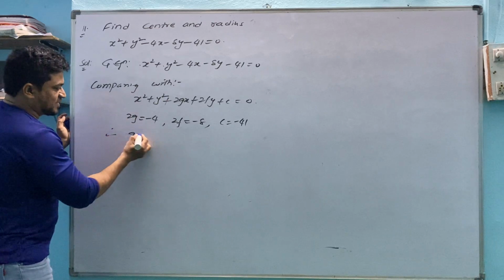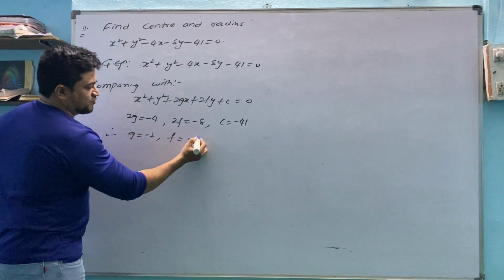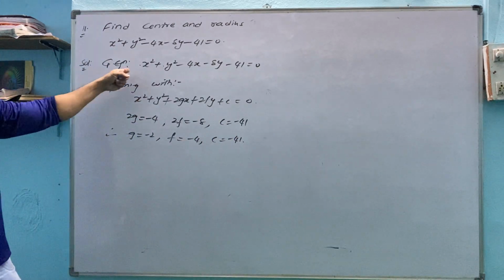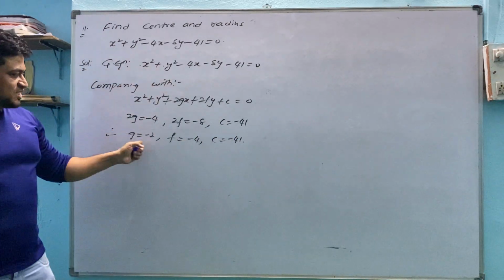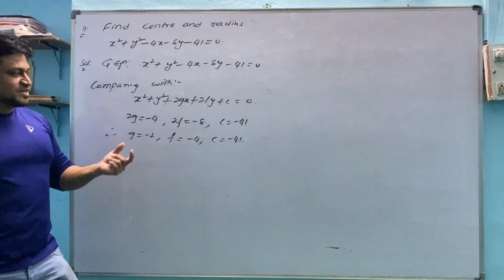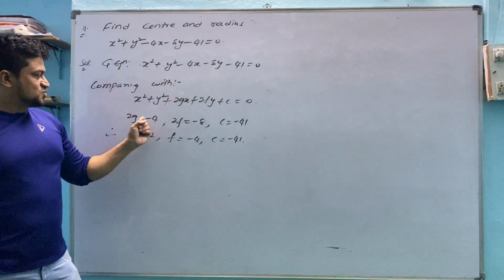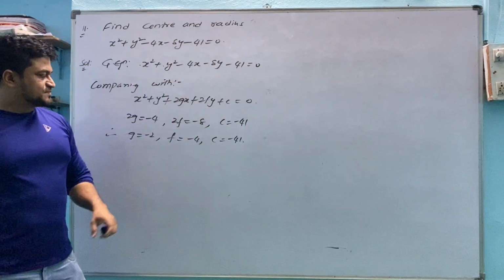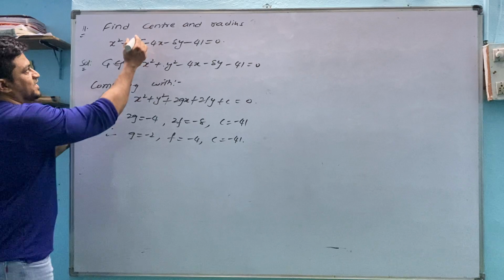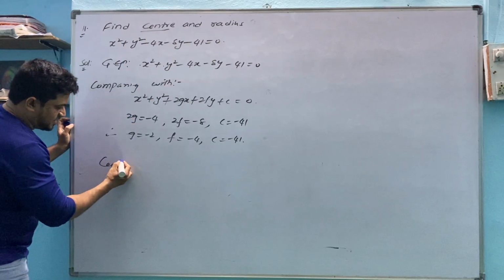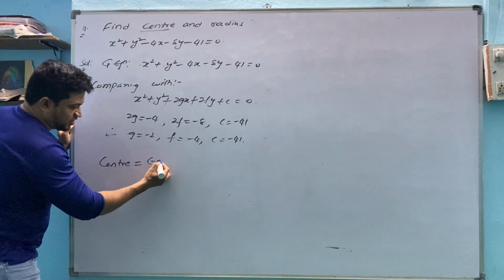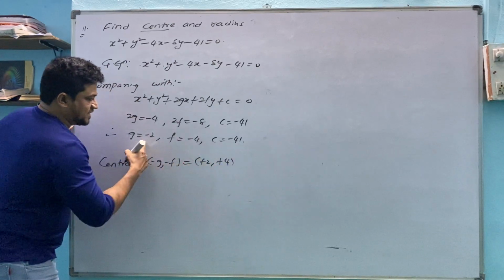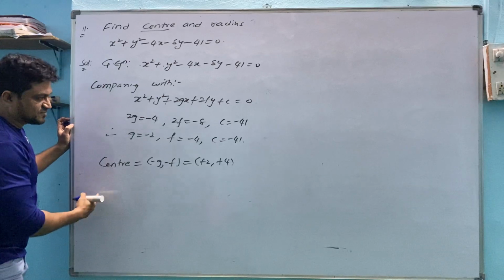So what you will get after cancellation? Minus 2, minus 4, minus 8, and c equals minus 41. So from the circle equation, always you need to find g, f and c values. How to find that? Coefficient of x is 2g, coefficient of y is 2f, constant is c. Now we need the center. In the introduction exercise, I gave you the center formula: minus g, minus f. Apply minus to these two, and you will get the center.